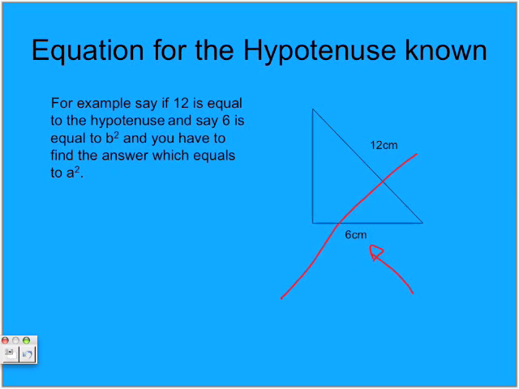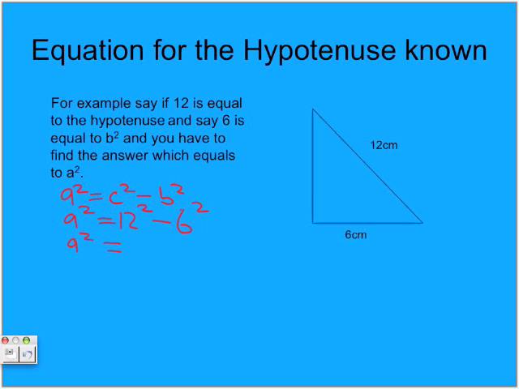Okay, so the equation would be a squared equals c squared minus b squared. You're subtracting because when we move it to the other side, we use the opposite sign. So 12 squared minus 6 squared.